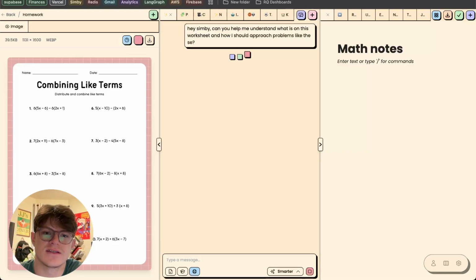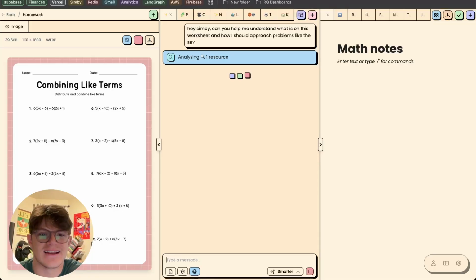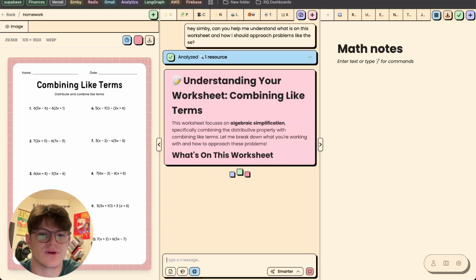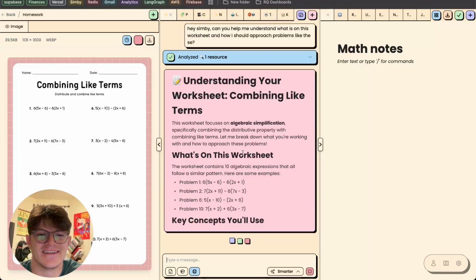What Simby is going to do is look at the image that's currently on your screen and analyze it. It might also say that it's reading it, depending on what it's reading. Then it's going to give us a response, hopefully, that talks about the worksheet and how to continue.